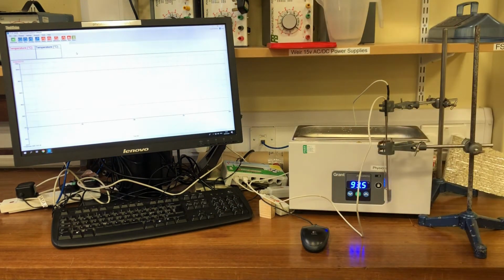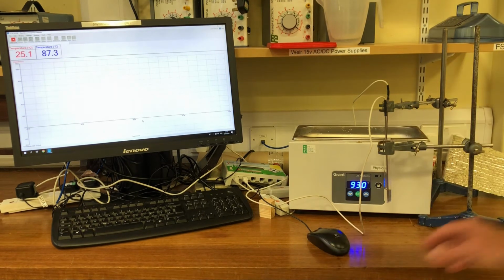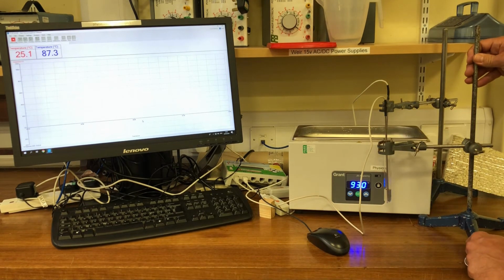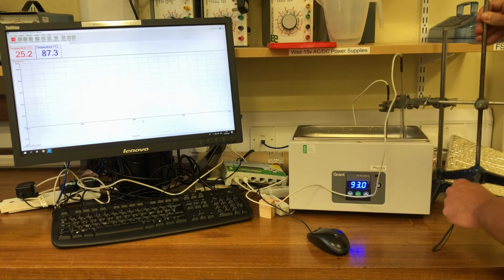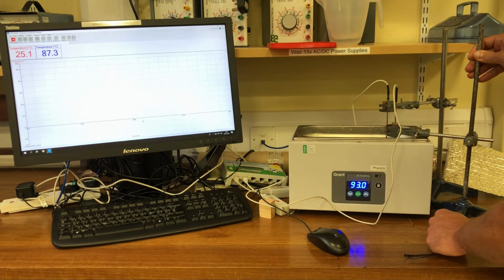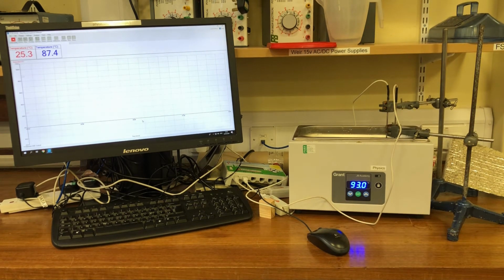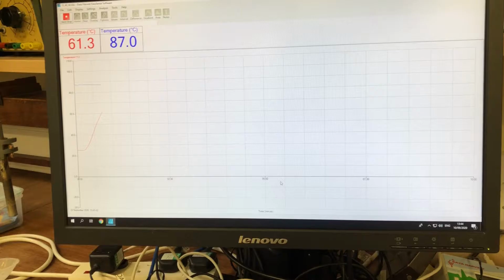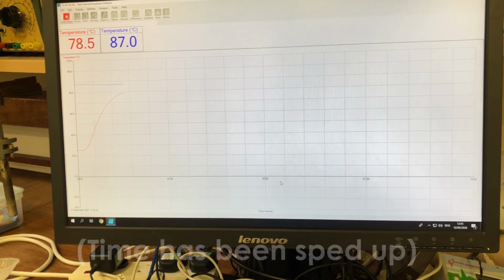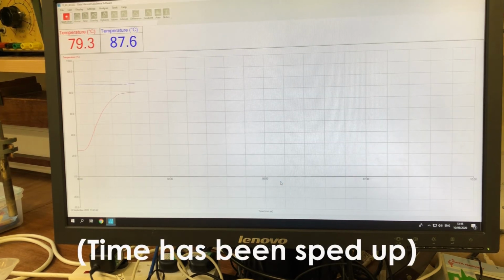Here you can see the ethanol is at about 25 degrees and the water bath at about 87 degrees. When I put the ethanol into the water bath, its temperature will start to rise. And the graph on the data logger shows that the red line is increasing. Time has been sped up here to make it go faster, but you'll see that it will level off at 80 degrees C. That's the boiling point of ethanol.